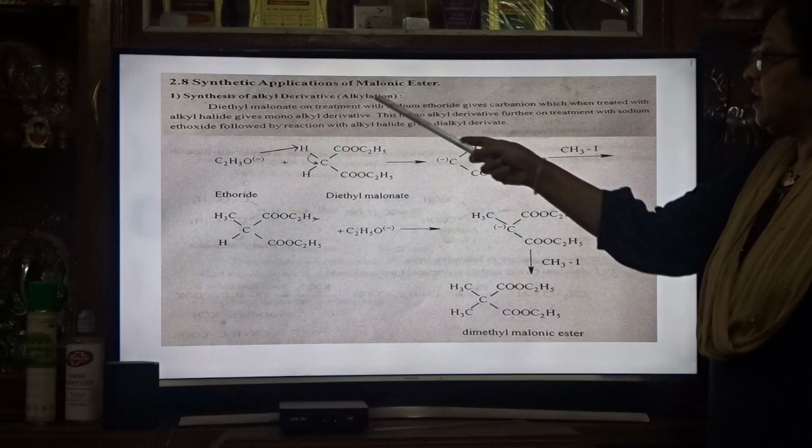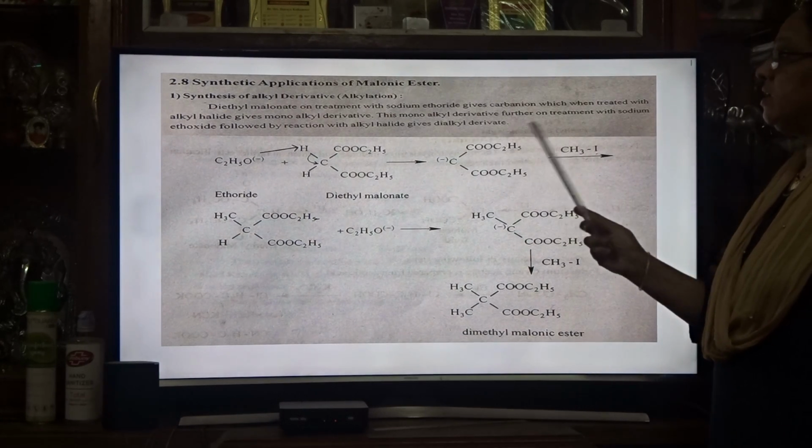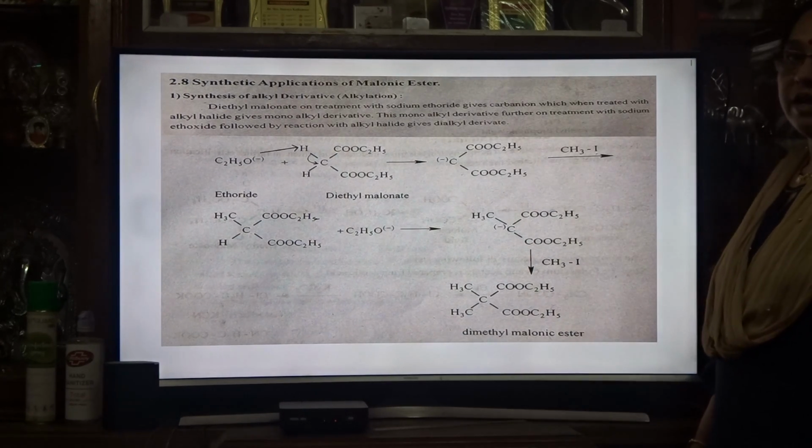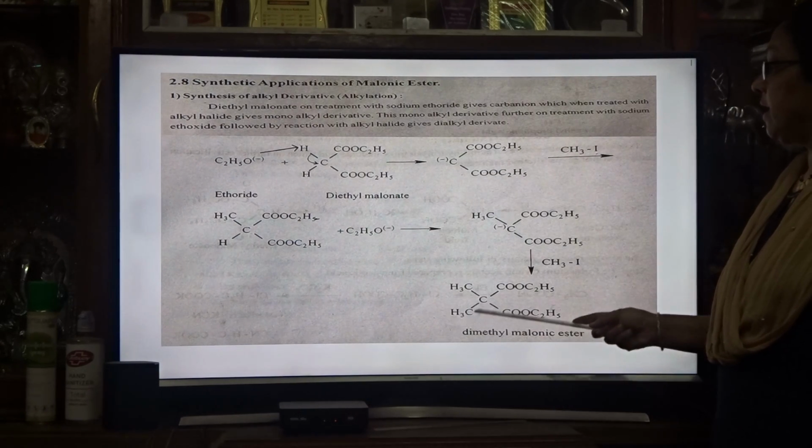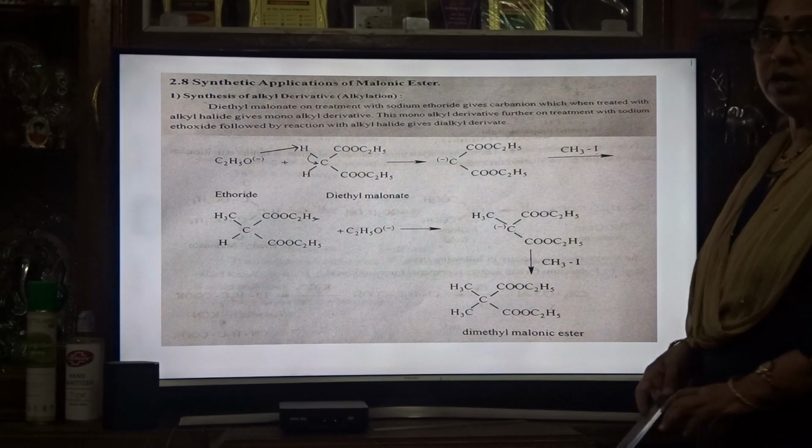So what is alkylation reaction? Synthesis of alkyl derivative means alkylation reaction. So alkylation is taking place, that means two R groups are getting added. So this is known as alkylation reaction.